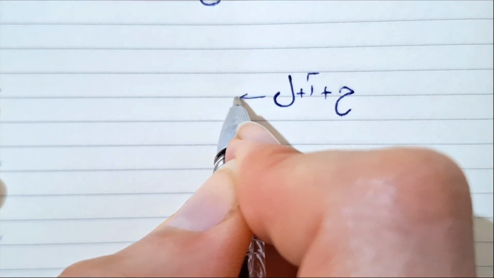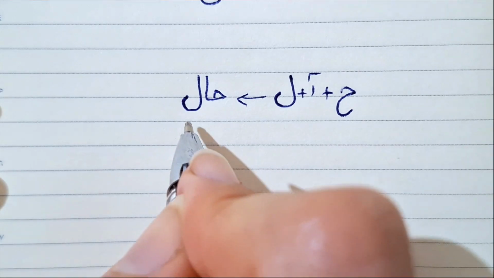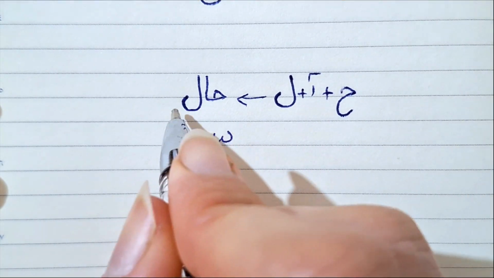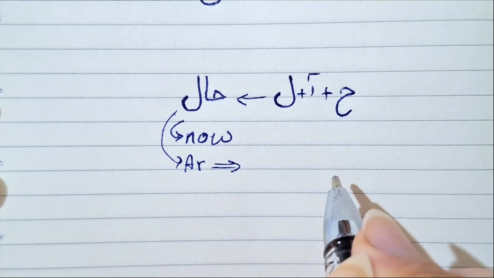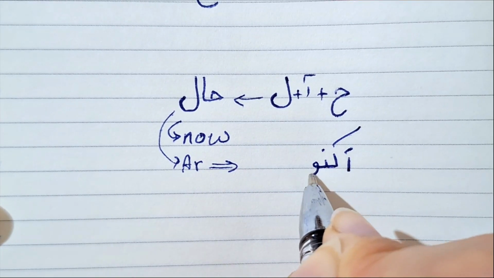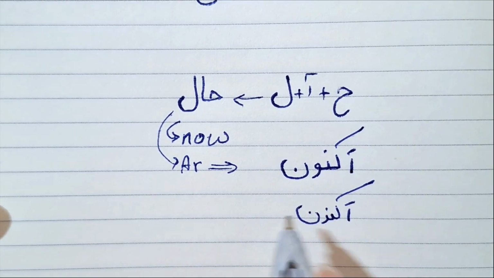The next example, h plus a plus l together, hal. Hal means now, but this is an Arabic word, so instead we use aknoon. A plus k plus n plus u plus n together. Aknoon is a Persian word which means now.